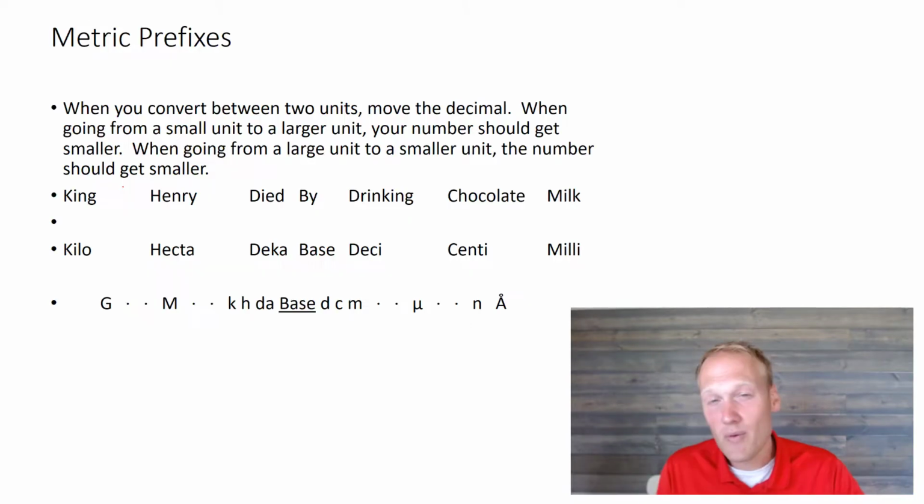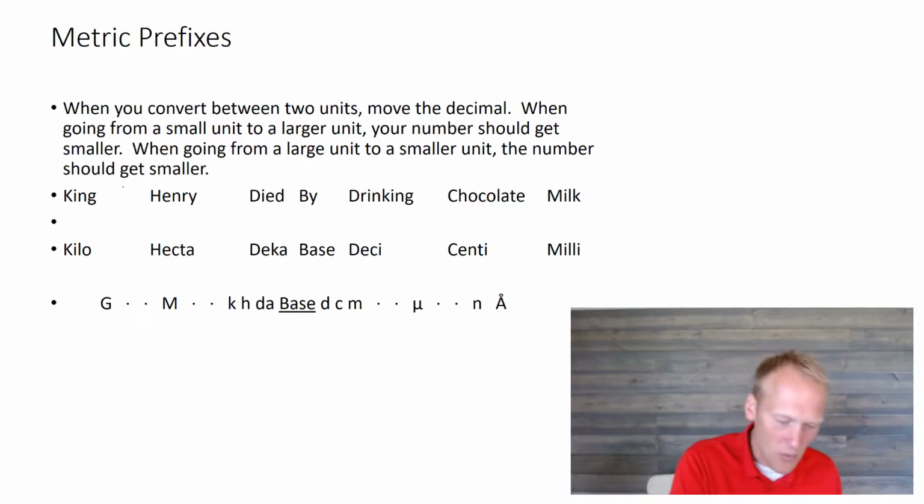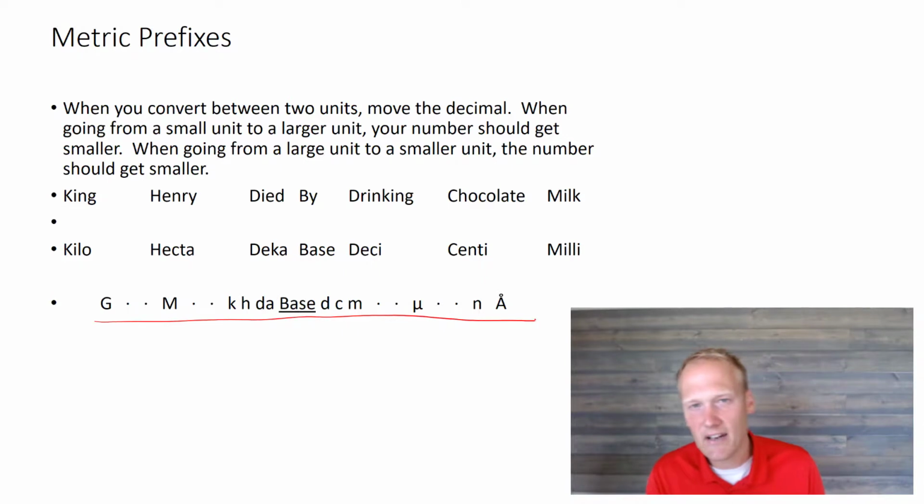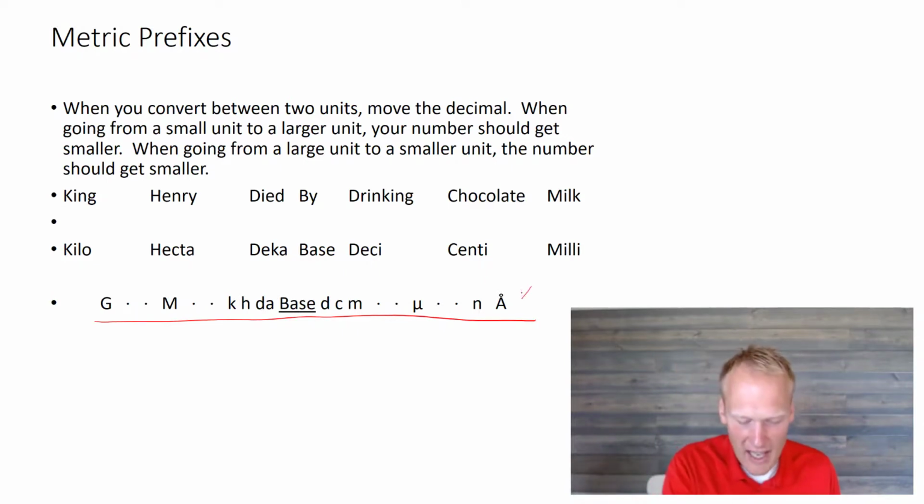One way to remember the metric prefixes is King Henry died by drinking chocolate milk. It's just a mechanism for remembering kilo, hecta, deca, base, deci, centi, milli. The thing is, you don't have to memorize that. If you look at your equation sheet, we provide you from giga all the way to nano. And actually, this is angstroms, which would be another small unit of measure used just for length. But we provide this for you. All you have to be able to do is use it. So let's do some example problems.